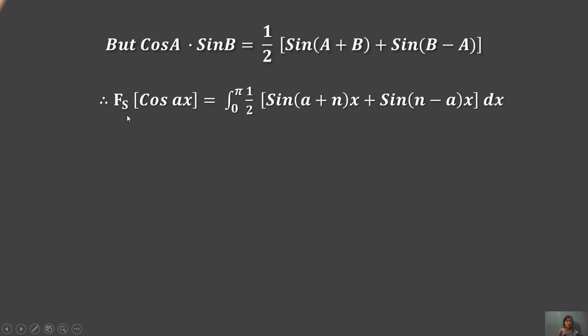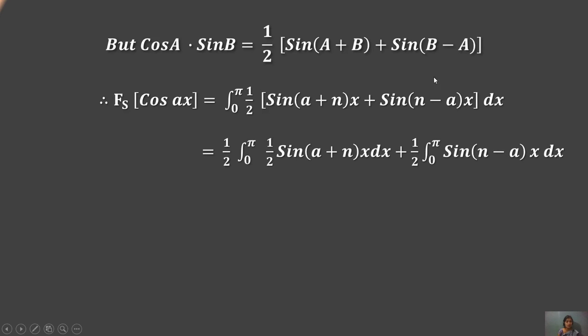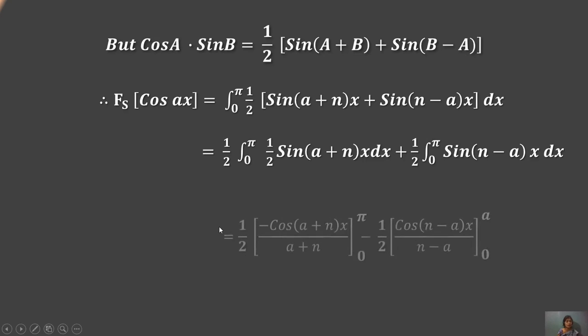Same as the value will be put into this form: cos ax equals integration 0 to pi, 1 by 2, generating sin. First will be given as a plus n x, and sin(n minus a)x dx will be generated because the formula will be given. Then 1 by 2 is common in this form, integration 0 to pi, and the value is multiplied to all the terms of this equation, and separated into the form.